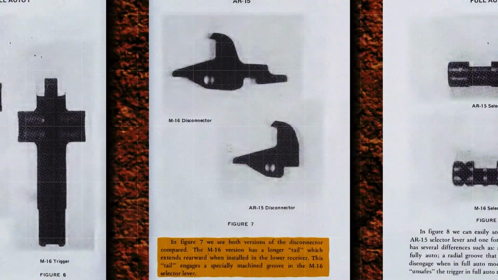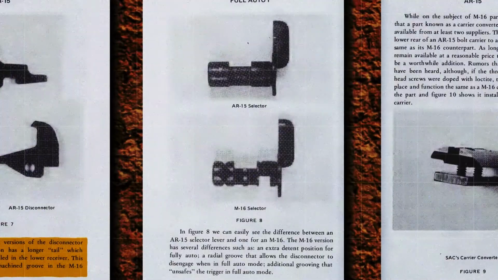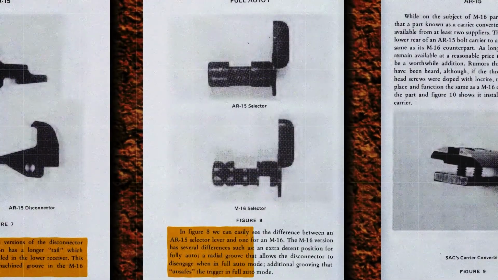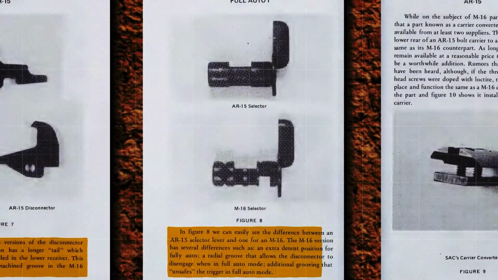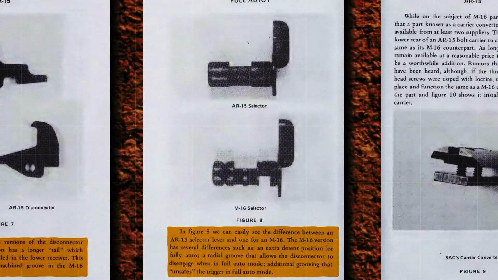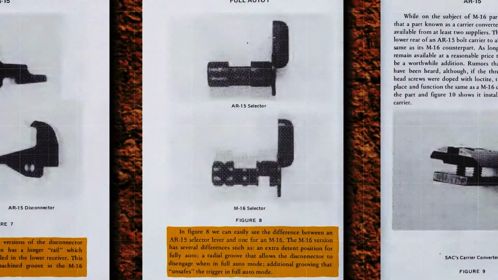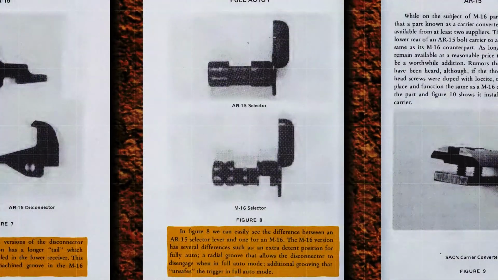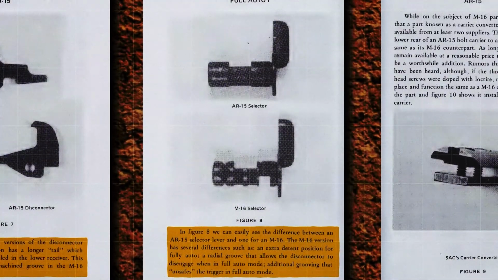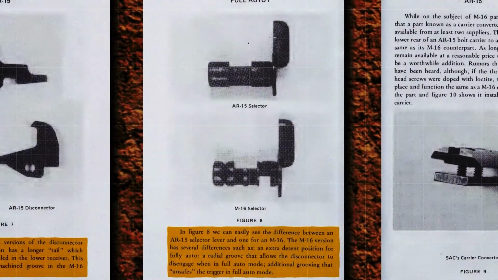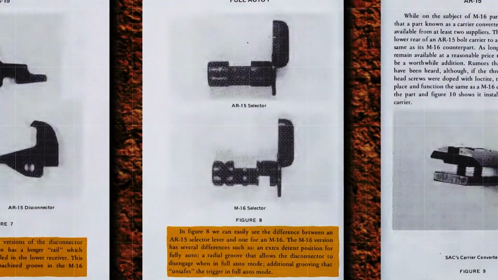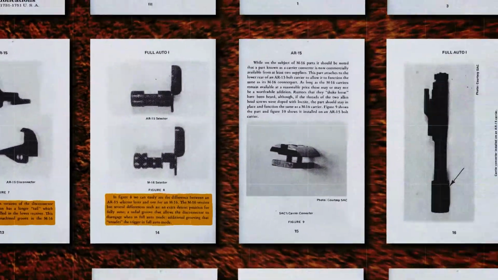And speaking of the selector, let's talk about the selector now. Right here we have the selector lever of an M16 and an AR-15, and we can see the difference between both selectors. There are multiple extra grooves in the M16 selector lever. Why? Because they have the functionality of auto fire. Those weapons are capable of automatically firing.